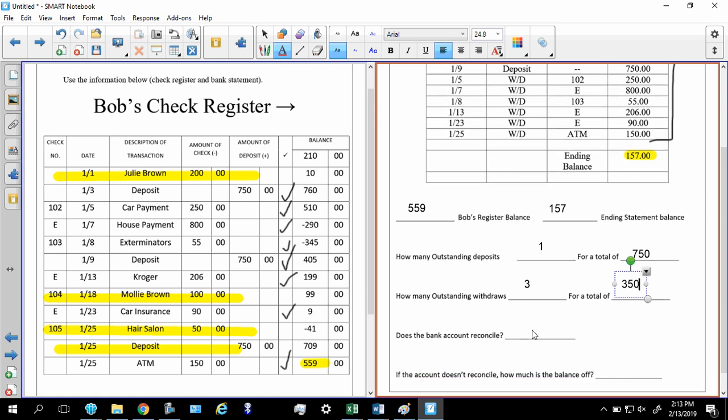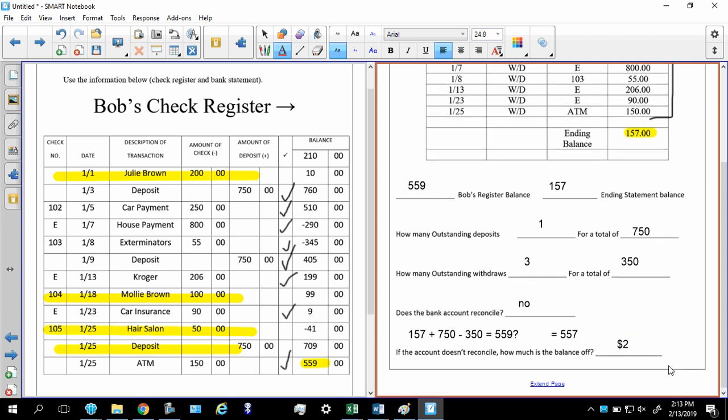Now, does the bank account reconcile? Well, let's see. Starting with the ending statement balance, which was 157, I'm going to add my outstanding deposit. I'm going to subtract my outstanding withdrawals. Does that equal 559? The answer is no. It equaled 557. It does not equal. So that's a big fat no on the reconciliation. And how much is off? It's off $2. There you go.